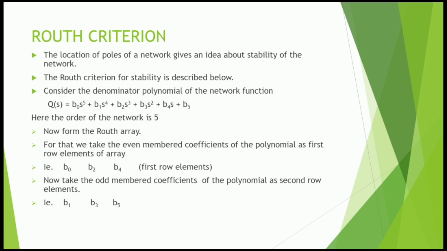The next step is that we have to write the Routh array. For that, we take the even numbered coefficients of the polynomial as the first row elements. In this case, the even numbered coefficients are b0, b2 and b4. And the second row elements are the odd numbered coefficients. These are b1, b3 and b5.